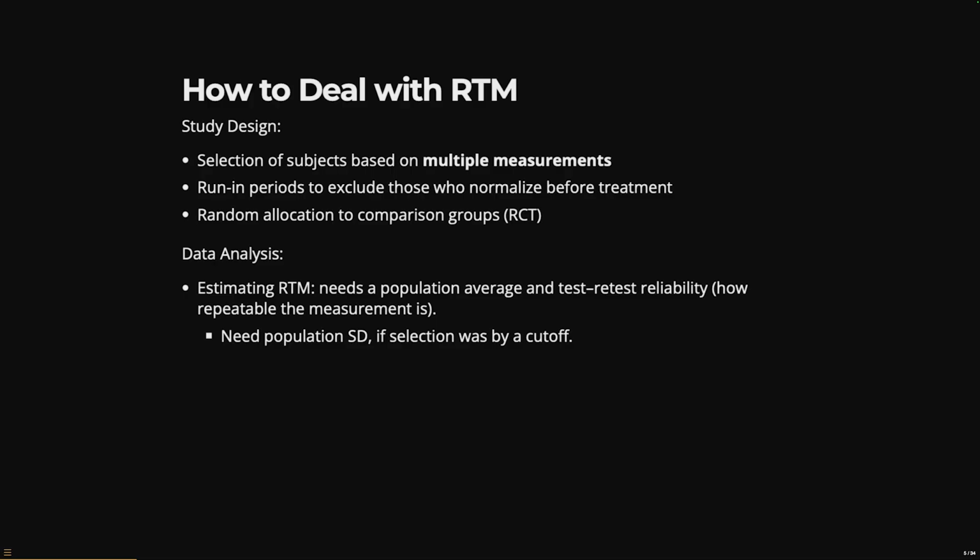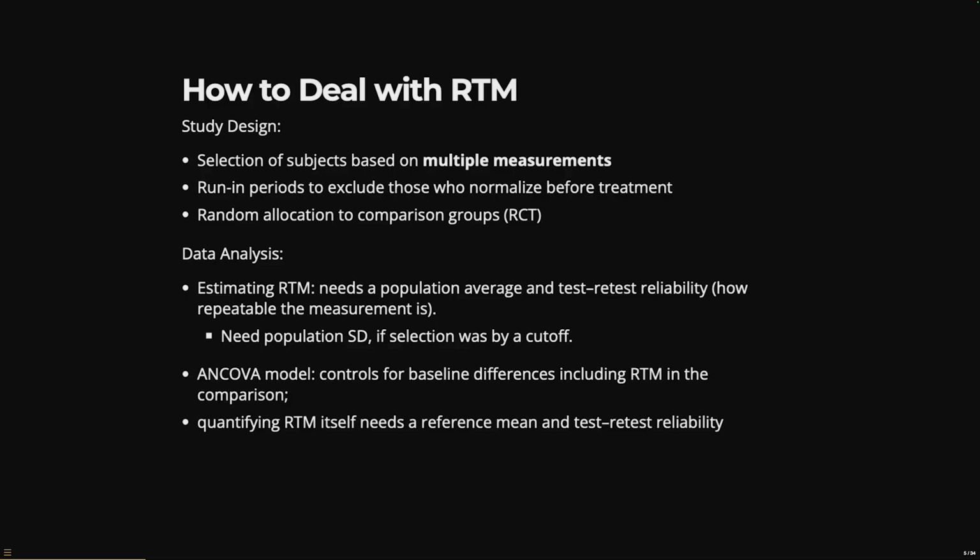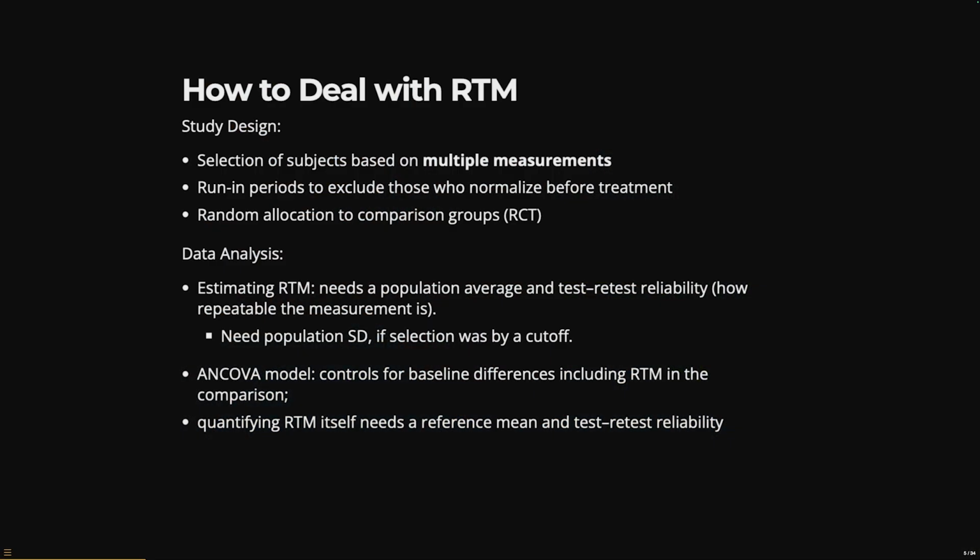The easier way is to use a specific kind of model called an ANCOVA model, analysis of covariance, because in this model you can control for the baseline differences, which I was talking about in the study design. This is just how you would analyze that study design data. And if you want to actually quantify how much regression to the mean effect there is, you ideally need some kind of reference mean, like a population mean.